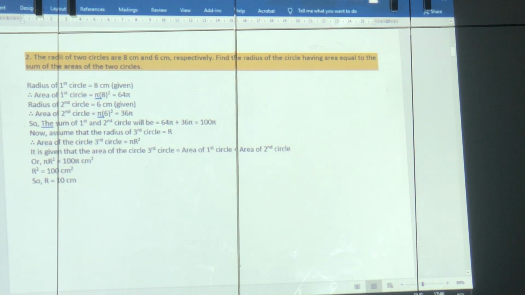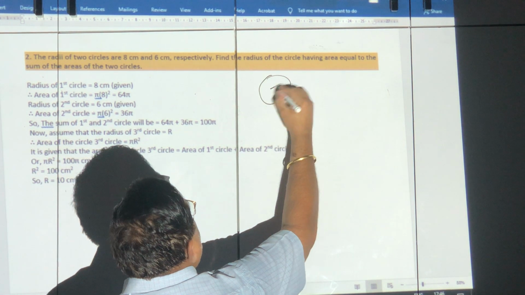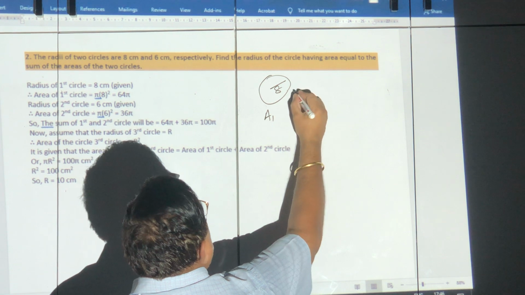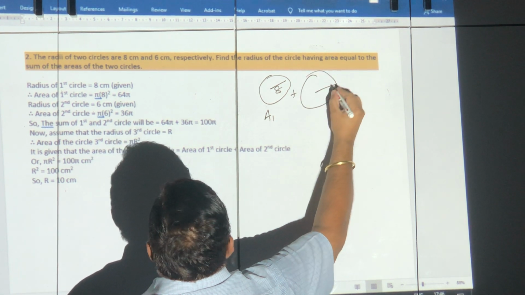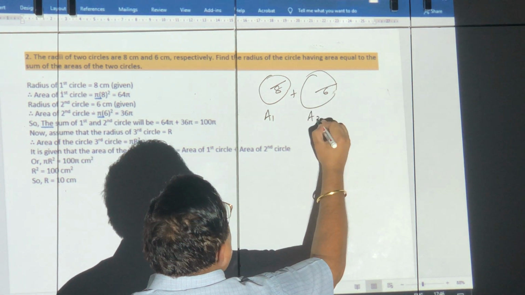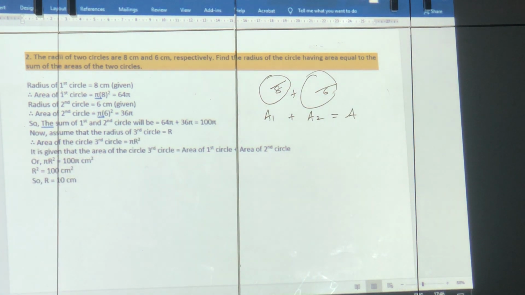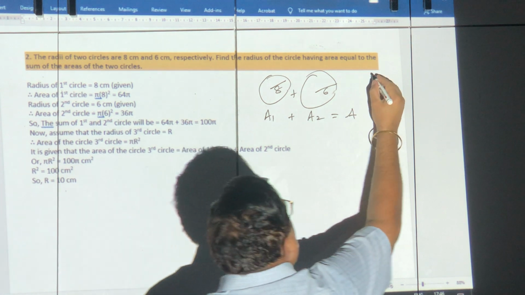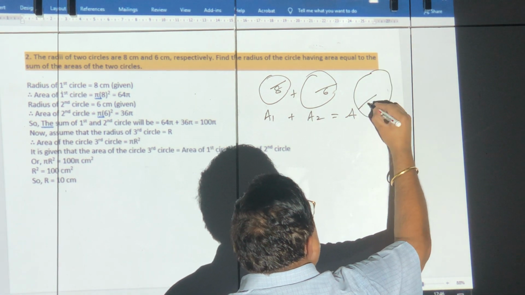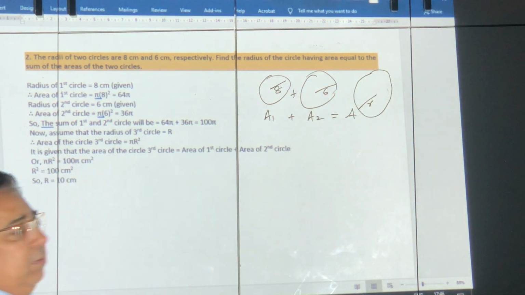Again, now instead of circumference, we are adding area. Circle 1, radius is 8 centimeter. Find area 1. Circle 2, radius is 6. Find area 2. Add these areas to get the new area. Okay? And now for this new area circle, we have to find the radius. Learn my shortcuts, they are easy.